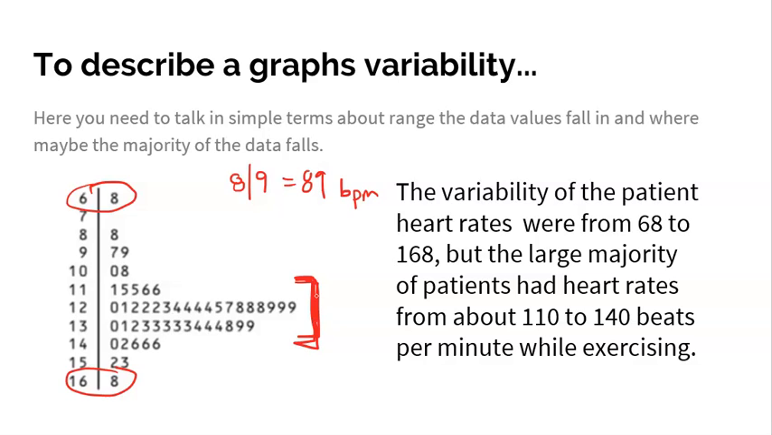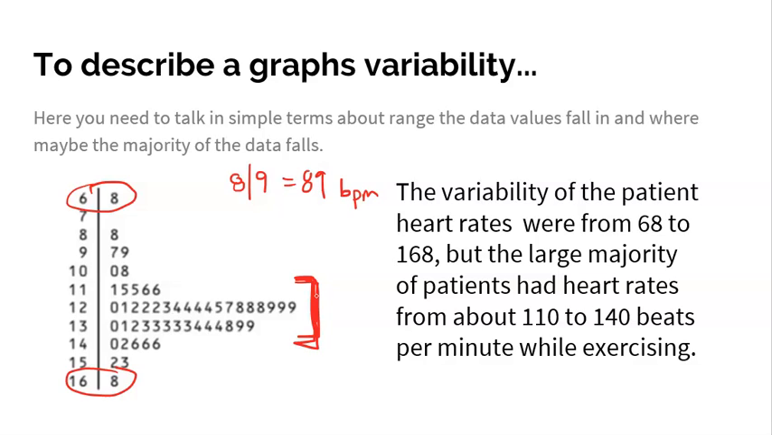So if I'm going to talk about this variability, I'm going to say the variability of the patient heart rates was from 68 to 168, but the large majority of patients had heart rates from 110 to 140 beats per minute while exercising. That's a great answer, right?